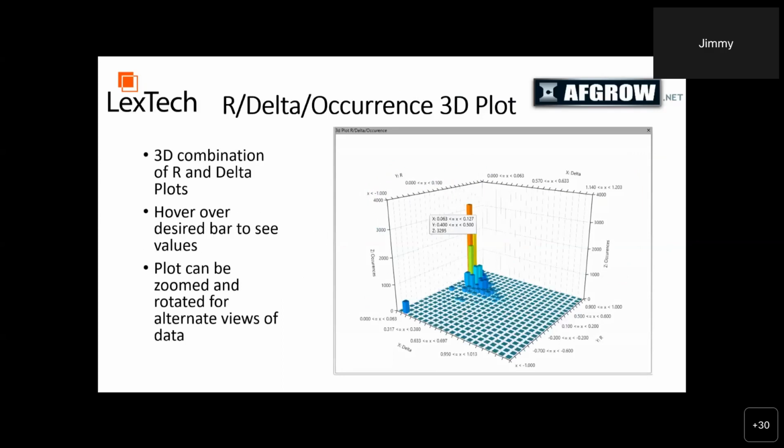The 3D plot is a combination of R and delta plots. You can hover over any desired bar to see the number of occurrences in that bin value. The plot can also be zoomed and rotated so that you can see the data from any angle.